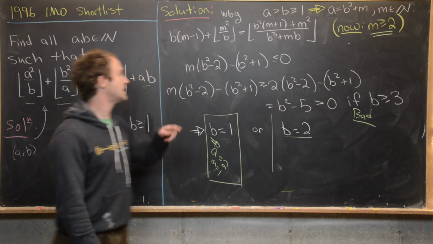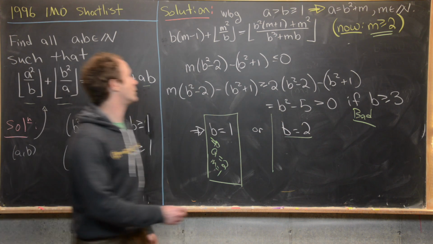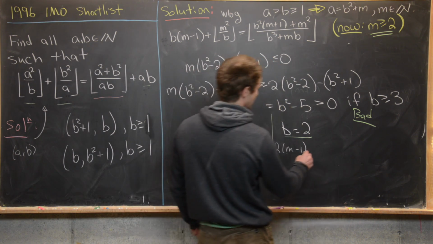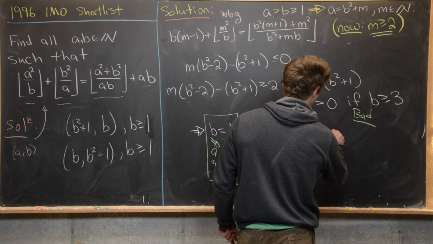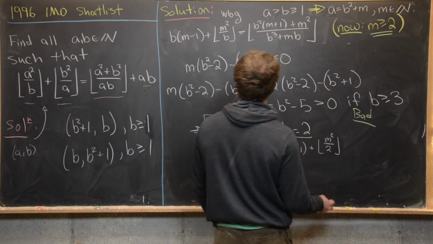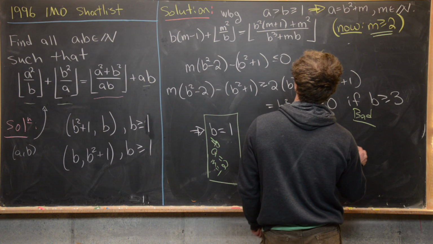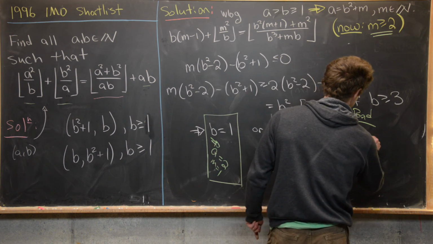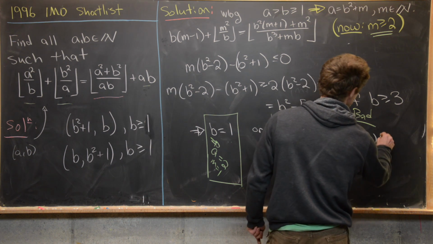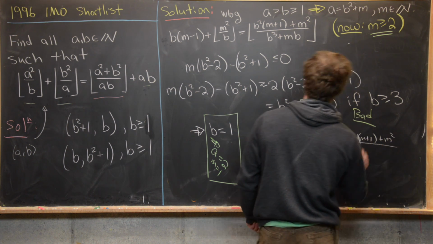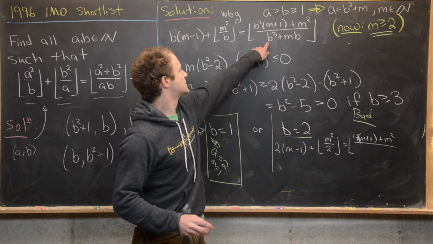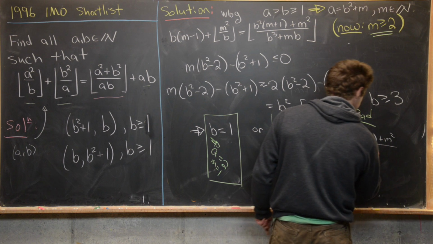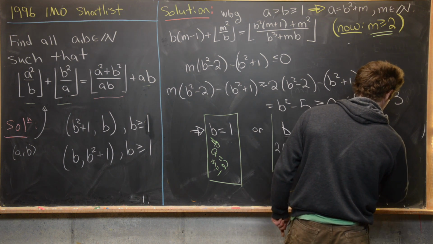But now if we throw b equals 2 back up here, let's see what we get. So we'll have 2 times m minus 1 plus the floor of m squared over 2 equals the floor of, so let's see, we're going to have 4 times m plus 1 plus m squared, and that's all over 8 plus 2m. So 8 plus 2m, like that.